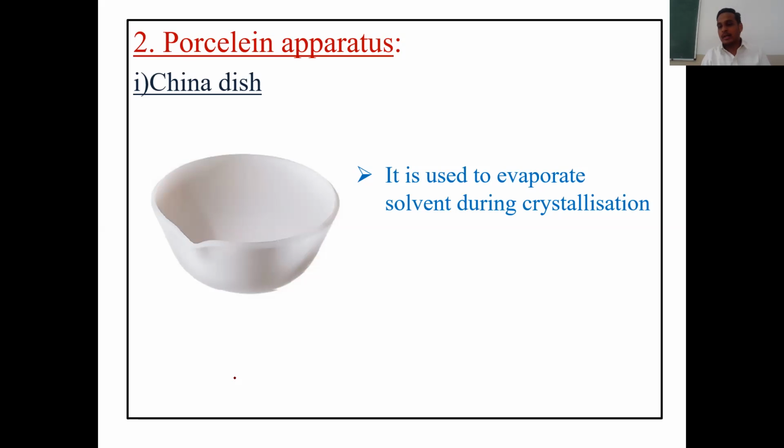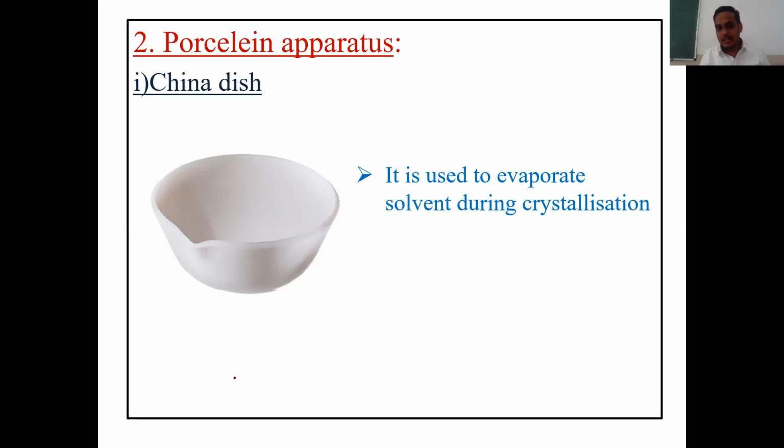Okay, so whenever any solution is there in which solvent as well as solute particles are there, and if you want to produce crystals of the solute particles, obviously you are supposed to take out the solvent by evaporating. And how are you going to evaporate? By heating, isn't it? So in this case, while heating, you cannot use a glass apparatus, because glass apparatus are very sensitive towards heat. If you are going to heat for a longer period of time, there is a much higher probability of that particular glass apparatus breaking.